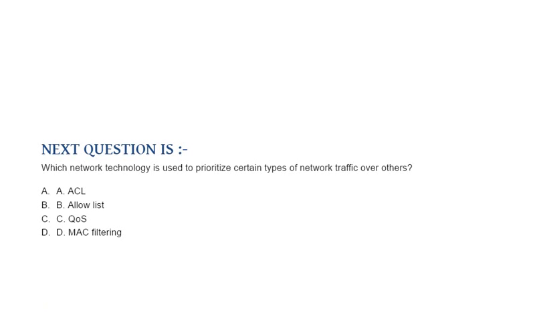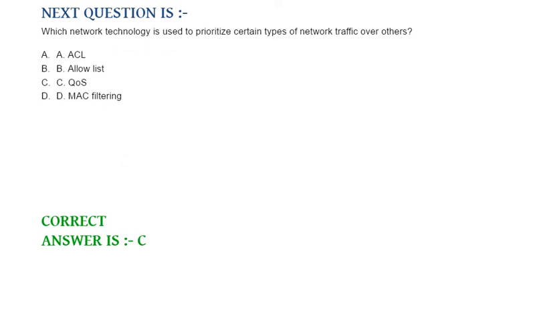Next question is, which network technology is used to prioritize certain types of network traffic over others? Option A ACL, Option B Allow List, Option C QoS, Option D MAC filtering. Correct answer is option C.